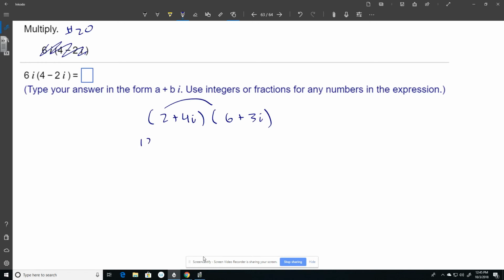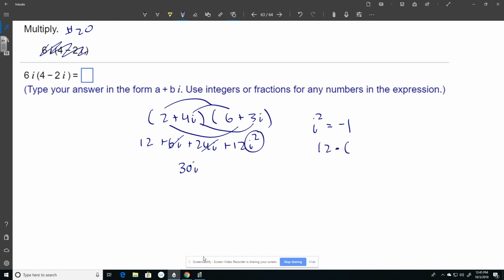2 times 6 is 12. 2 times 3i is 6i. 4i times 6 is 24i. And 4i times 3i is 12i squared. So when I combine like terms, 6i plus 24i, that's 30i. So those go away. This i squared is what I need to be careful of because i squared equals -1. So 12 multiplied by -1 is actually -12.